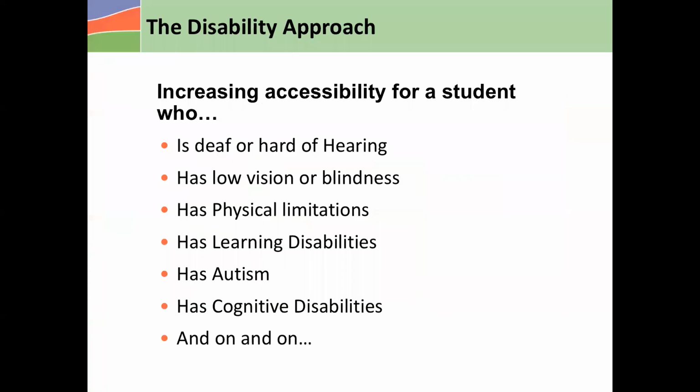One of the things that I think also stands in our way sometimes is this disability approach, and part of that probably comes from the fact that in some of the federal statutes there are relationships between accessible materials and people with particular kinds of disabilities. So you look at increasing accessibility for a student who is deaf or hard of hearing, blindness, low vision, and you can see the other things that are there as well. So let's look at a little bit different approach.